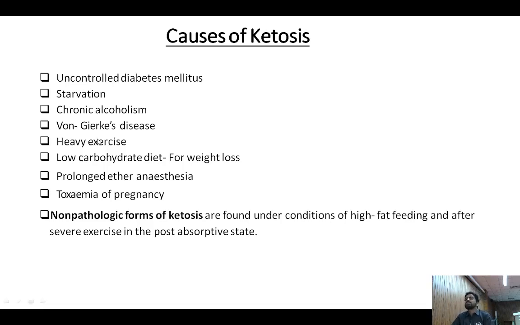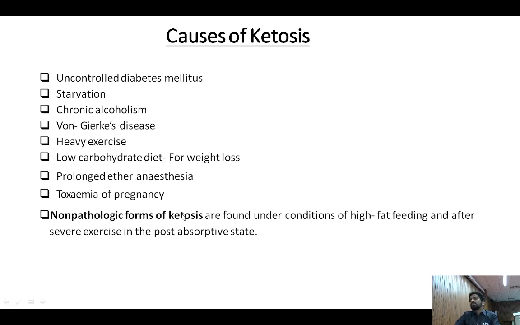Heavy exercise can also require excessive production of energy, so that will lead to excessive ketone body formation. Low carbohydrate diet, like some people take keto diet for weight loss. There they take low carbohydrate, high fat. So if low carbohydrate, that high fat will form more ketone bodies, and fat storage will be depleted. If you don't remember this, it's okay. Or toxemia of pregnancy, if any sepsis happens in pregnancy.